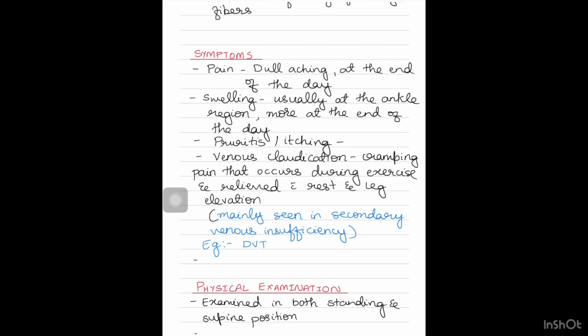It's a cramping pain that occurs during exercise and gets relieved with rest and leg elevation. It's mainly seen in deep vein thrombosis. That is because whenever the person is exercising, or whenever there is muscular activity, there will be production of substance P, which gets carried away from the muscles by the venous circulation. When this venous circulation gets blocked, there will be pooling up of this substance P, resulting in pain. So that is perceived as claudication pain by the patient.